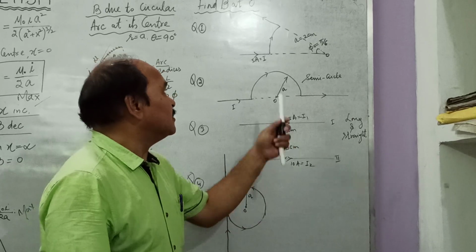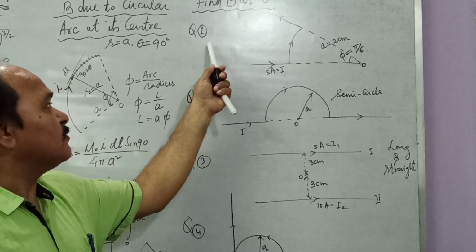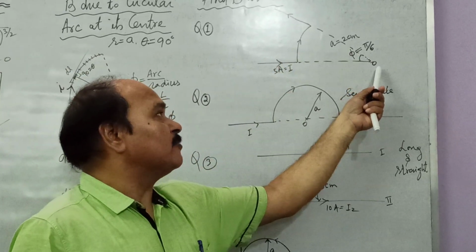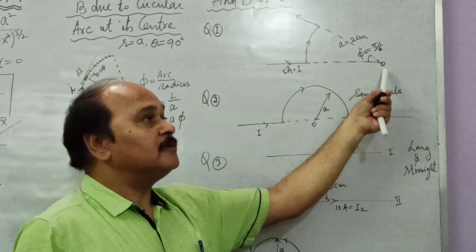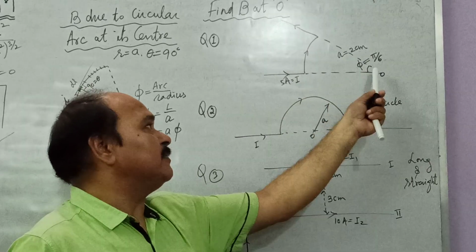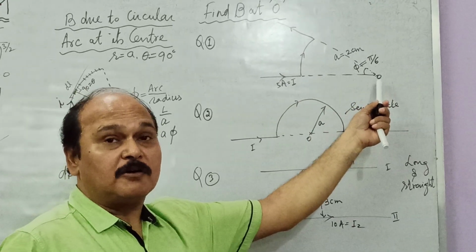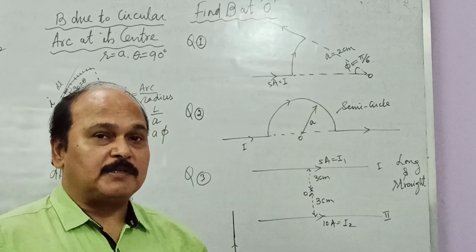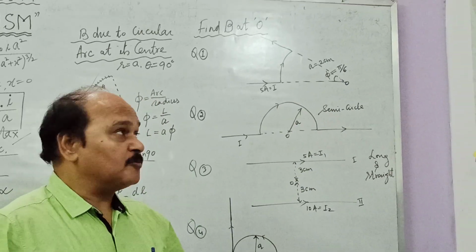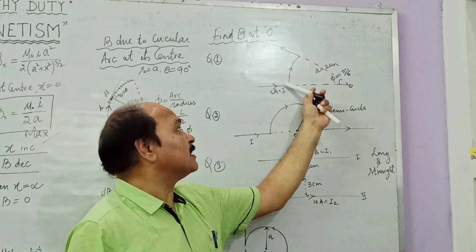Numericals are these. This one is the circular arc, and we wish to find out magnetic field at this point O. Because of this straight current carrying conductor, magnetic field is going to be 0, because O is on the axis of the current carrying conductor, and over the axis of a current carrying conductor, magnetic field is 0. So magnetic field here is only because of this circular arc.